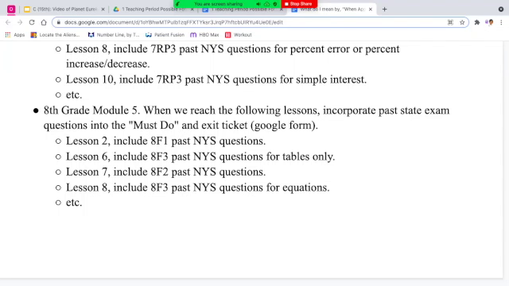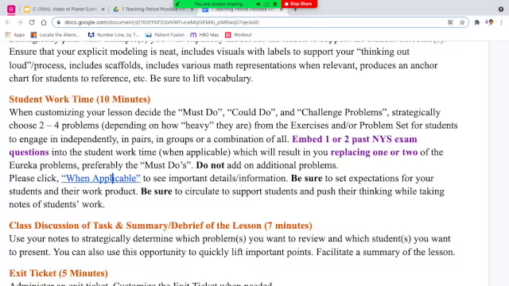And for lesson 8, you can come back and include questions for 8F3, but you want to ensure that these questions are representing equations. I hope that was helpful in explaining to you how and when you can include past New York State exam questions.